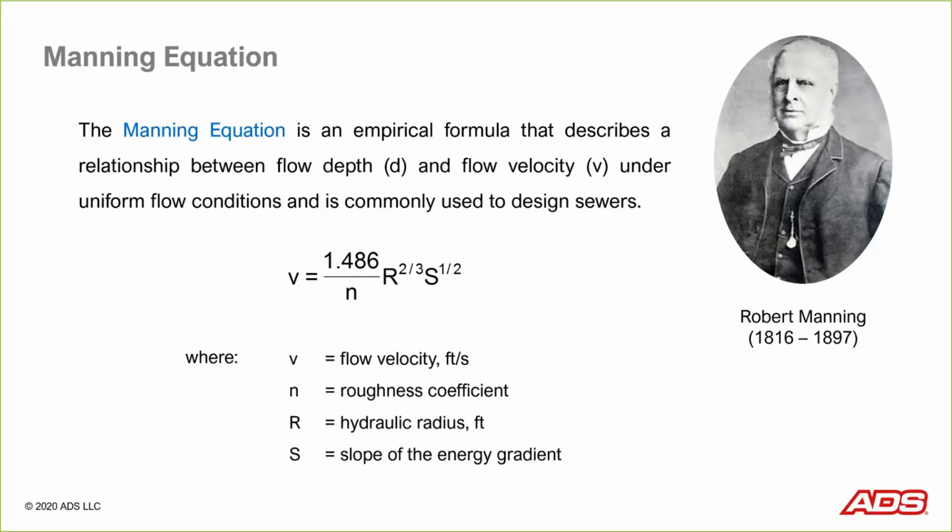So the Manning equation, of course, is an empirical formula, and it simply defines a relationship between depth and velocity. It does so under specific conditions that we call uniform flow conditions, and this equation is commonly used to design sewers. Now, in a design mode, a civil engineer is often having to make many assumptions about flow rates they're expecting a pipe to service, and then they're making some assumptions about what the flow conditions will be like. One of those is often uniform flow conditions.